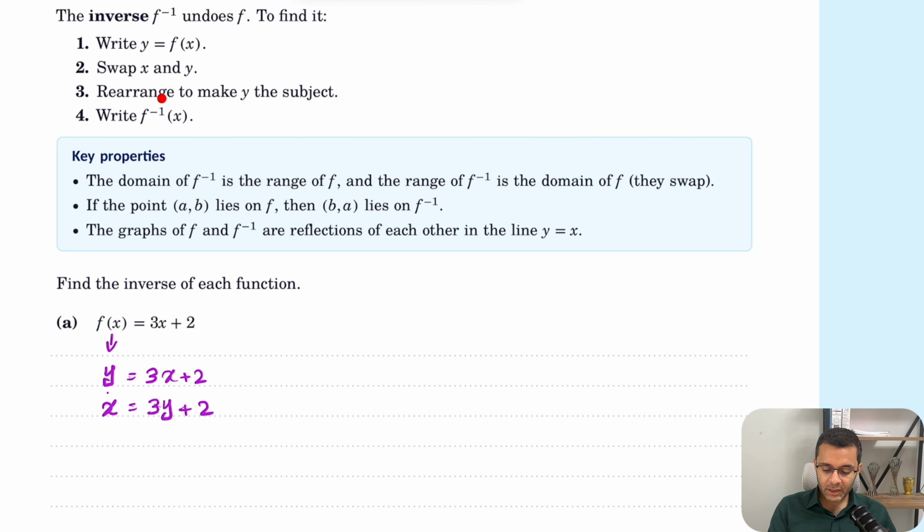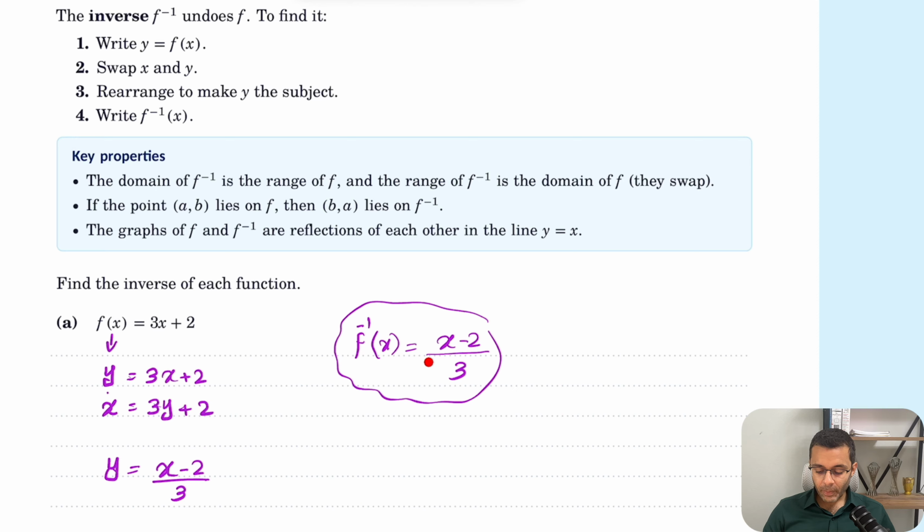Then we will make y the subject, or isolate it. First, I will move 2 to the left, or subtract 2, so I have x minus 2. And then to eliminate the 3, I will divide by 3. So y equals x minus 2, then we divide by 3. This y that we got now is the inverse. So we just replace the y by the inverse notation, which is f of negative 1 of x equals x minus 2 divided by 3. So this is the inverse function.